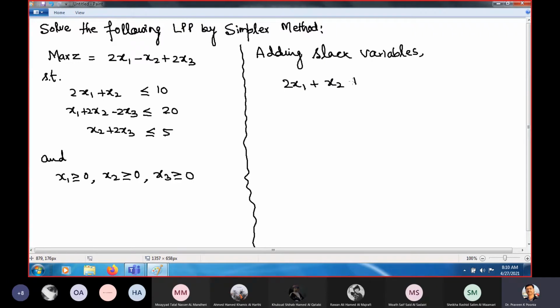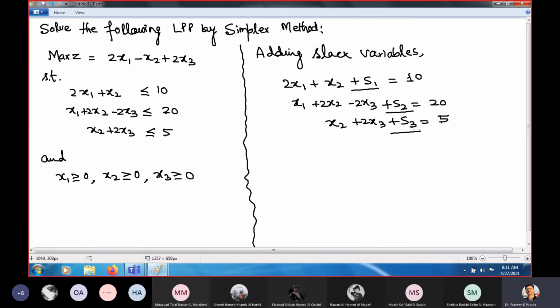What will it be? 2x1 plus x2 plus s1 is equal to 10. So adding s1 will make it 10. x1 plus 2x2 minus 2x3 plus s2 equal to 20. And x2 plus 2x3 plus s3 is equal to 5. These are the three equations that we obtained by adding slack variables s1, s2, s3.